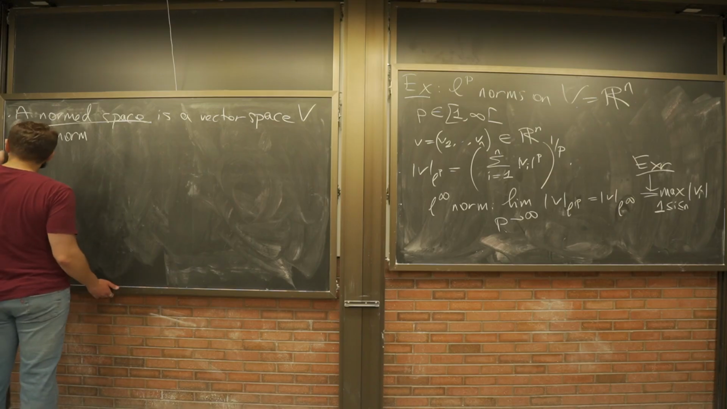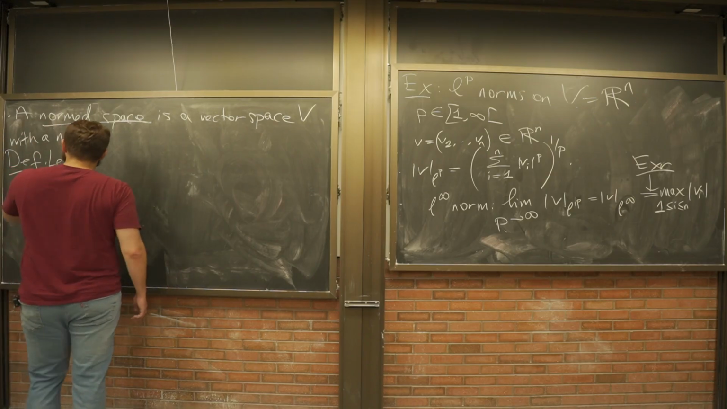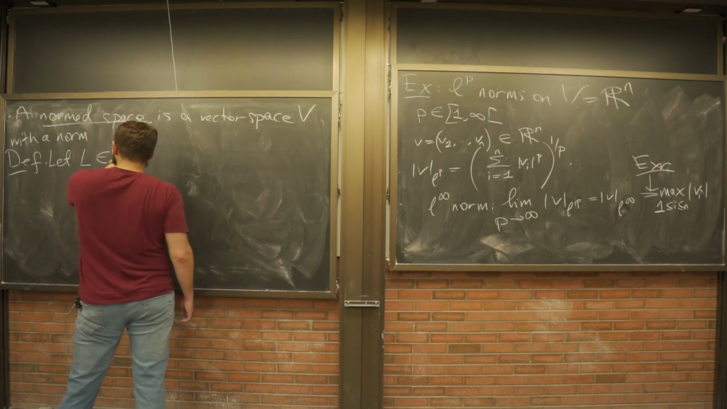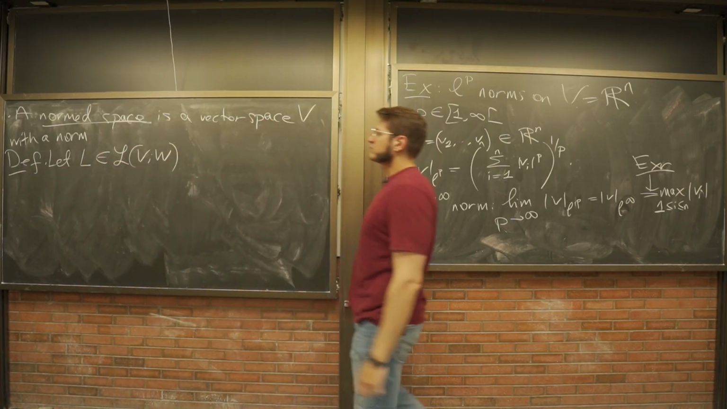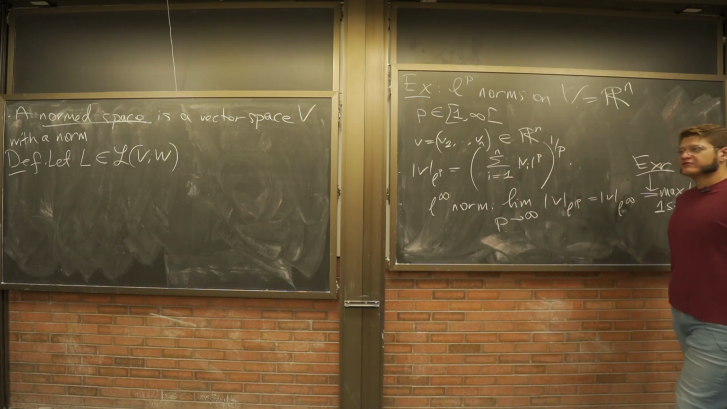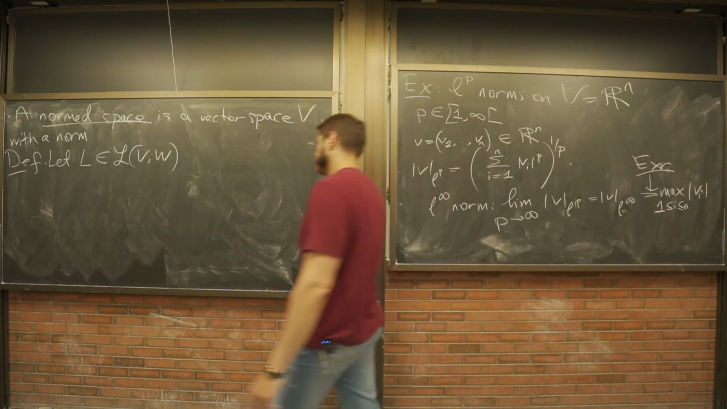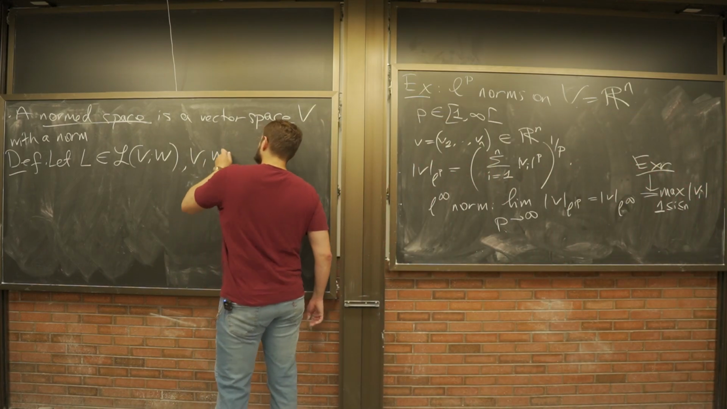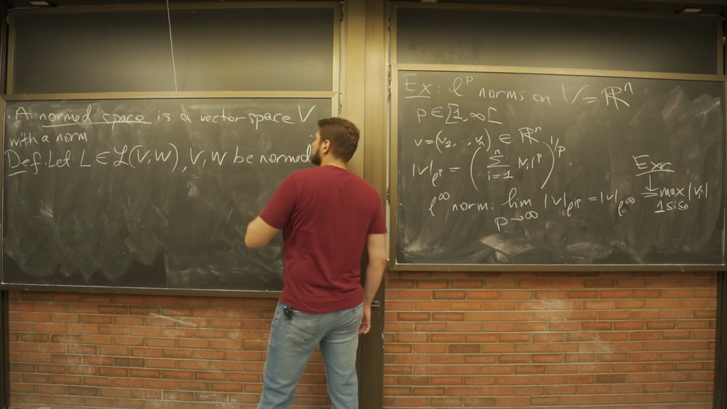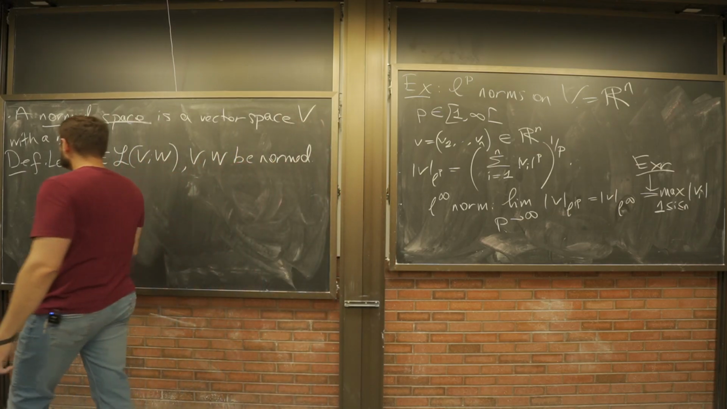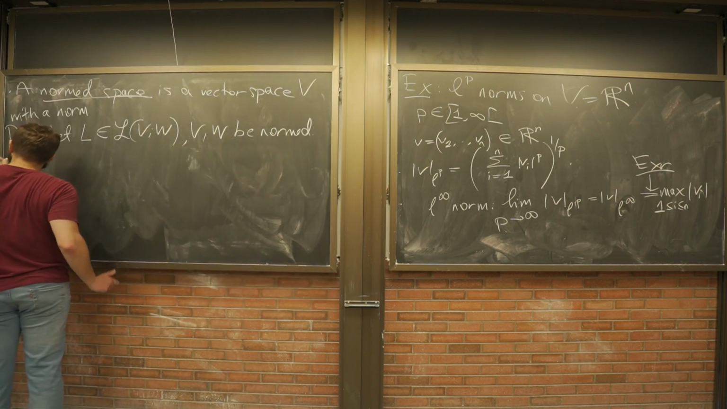And so let L be a linear transformation, and V and W be normed spaces. The operator norm of L is defined like this.